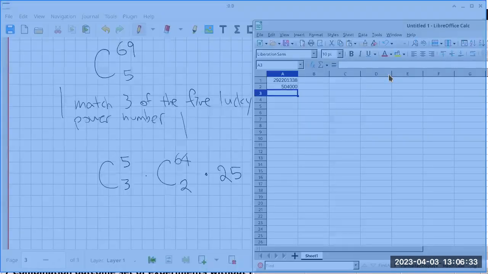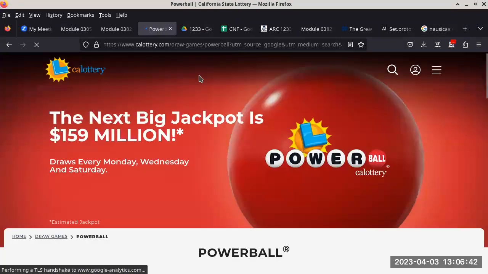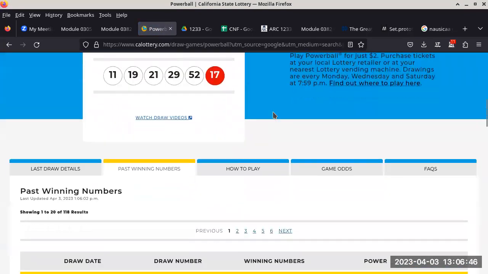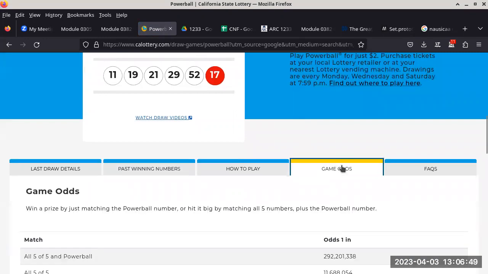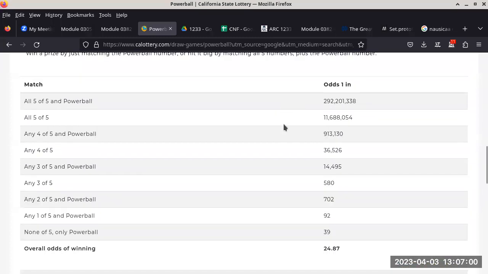So we switch to here. I think I closed it. Oh, we still have the Powerball URL here. And we want to go to odds, game odds. This time we are looking at any three of five and not the Powerball. It says 580. One in 580.